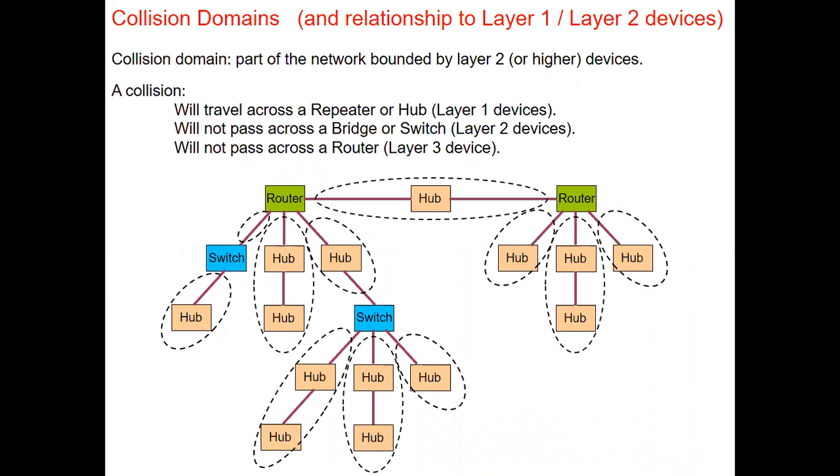So this is a network, a collision domain, and its relationship to layer 1 and 2 devices. A collision domain is the part of the network bounded by layer 2 or higher devices. A collision will travel across a repeater or a hub. These are layer 1 devices. It will not pass across a bridge or switch because these are layer 2 devices. It will not pass across a router because a router is a layer 3 device. So look at the collision.